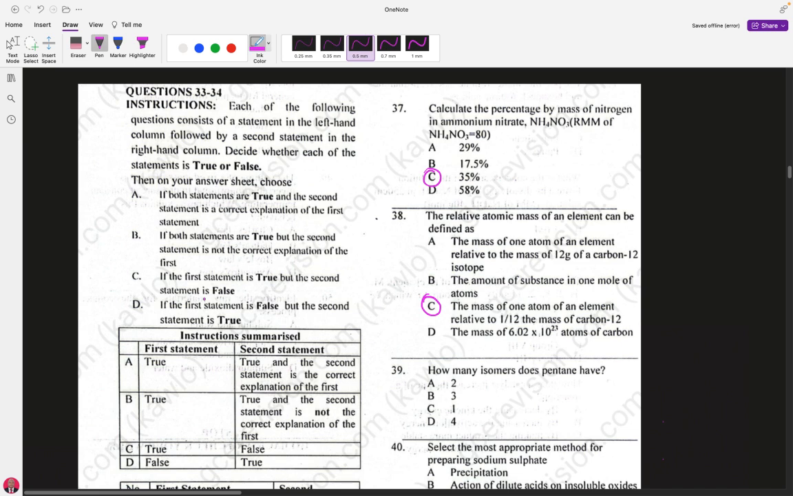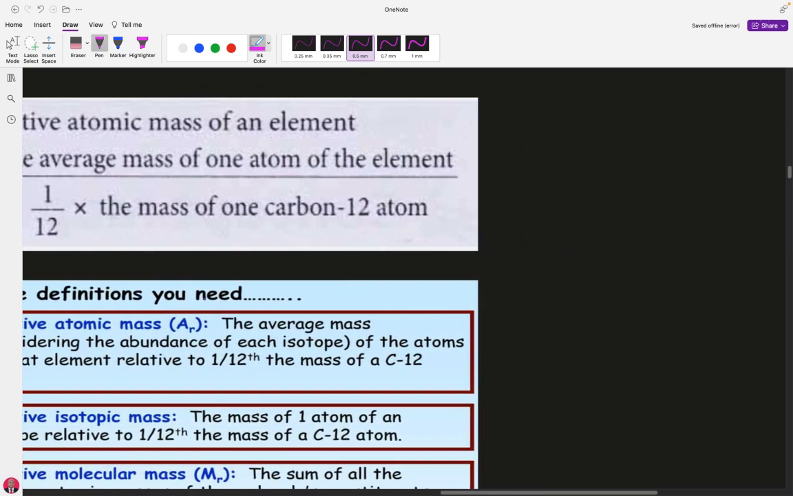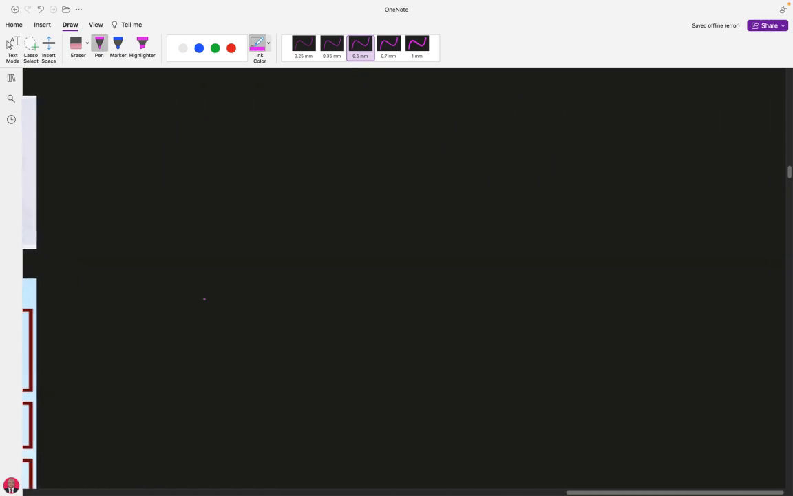Pentane, that's 29. Pentane is an alkane. Pent means 5. So a 5 carbon atom will have a structure like this: 1, 2, 3, 4, and 5. These are the hydrogens that are attached there. Yeah, pentane, 12 hydrogens.